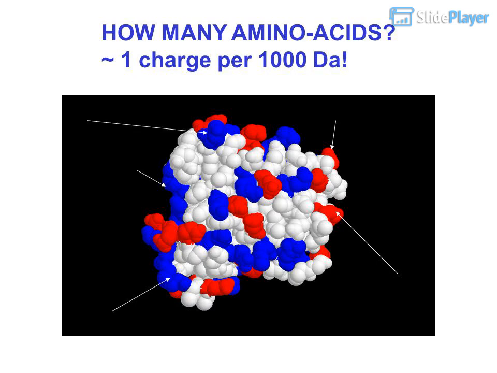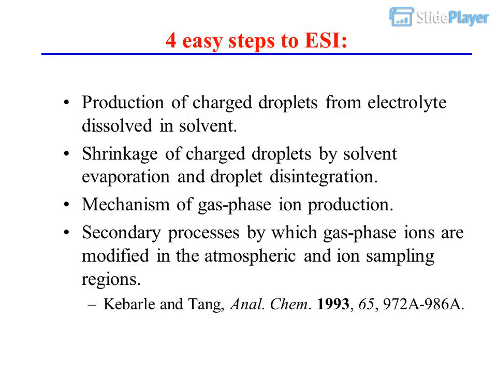How many charges? About 1 charge per 1000 Da. Four easy steps to ESI: production of charged droplets from electrolyte dissolved in solvent; shrinkage of charged droplets by solvent evaporation and droplet disintegration; mechanism of gas phase ion production; secondary processes by which gas phase ions are modified in the atmospheric and ion sampling regions. Kebarle and Tang, Anal. Chem. 1993, 65, 972A-986A.